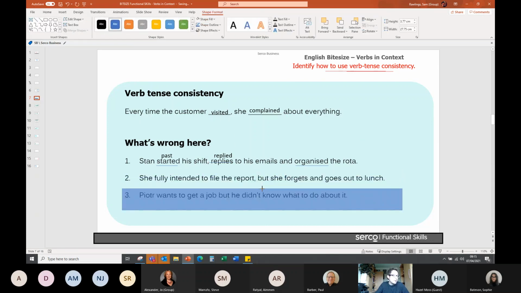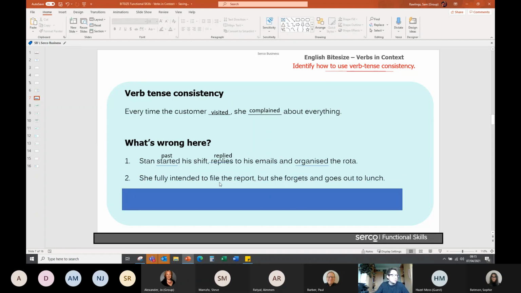So have a look at the second one, and we're going to do the same again. What would we change in that sentence to make sure we've got a good verb tense consistency? Excellent. Well done, everyone. Really fast. Good stuff. So she fully intended to file the report, but she forgot. We need to change something else as well. What else do we need to change?